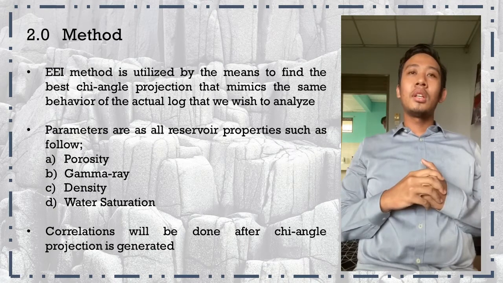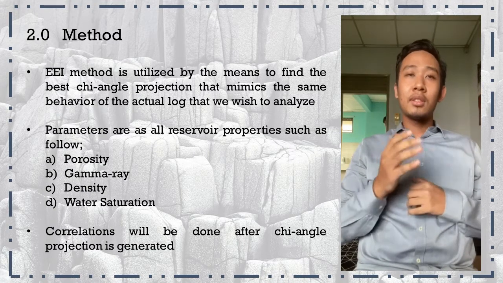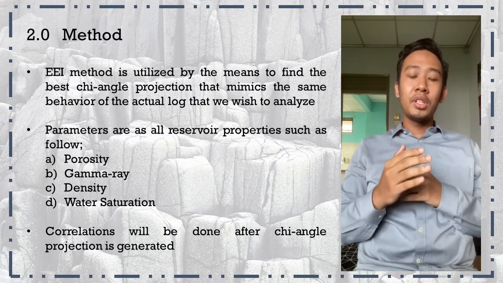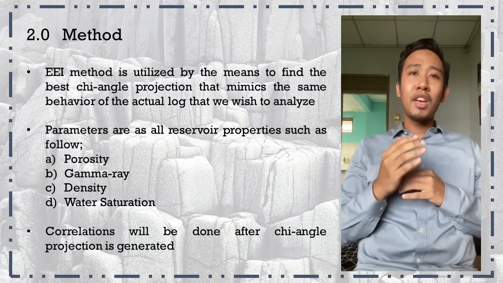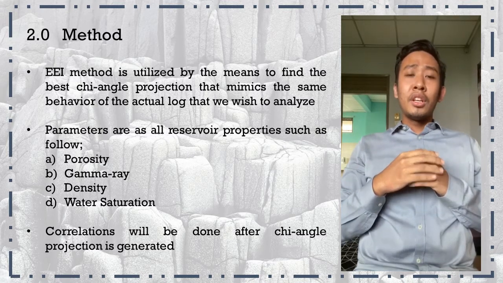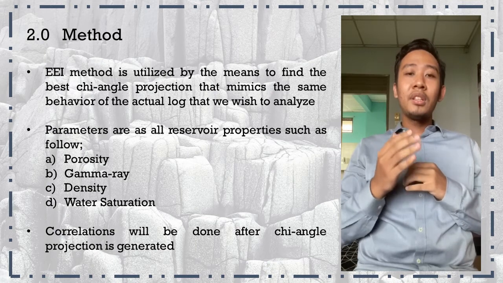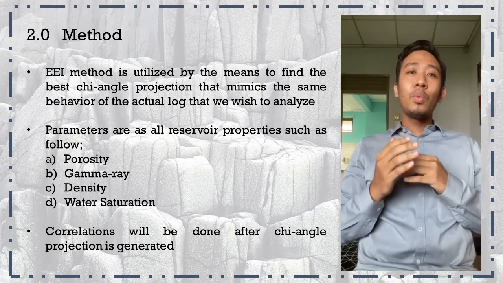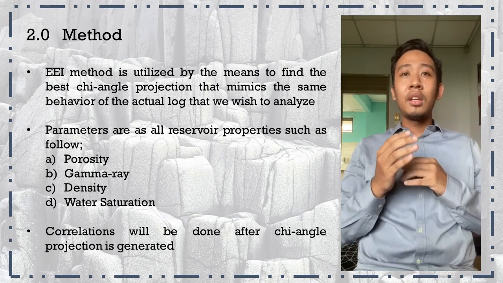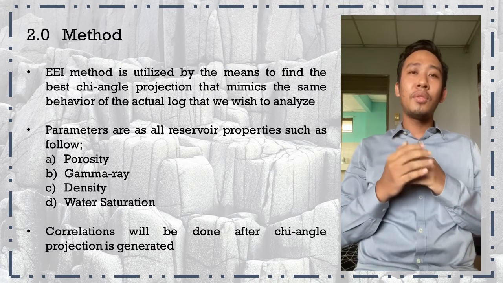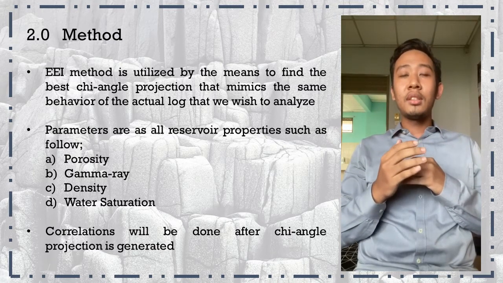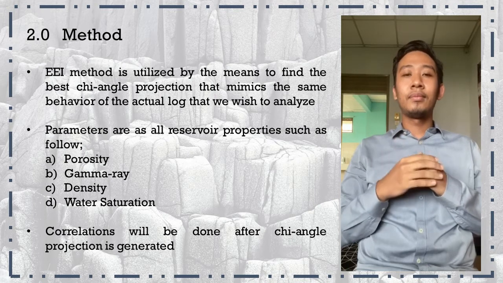We proceed to the next part of the session, which is the method study. The EEI method is used to find the best chi-angle correlation in order to mimic the same behavior of the actual log data. Different reservoir properties will give us different chi-angle projection. When we obtain the chi-angle projection, we can correlate it with the actual log data. And if we are not satisfied with the chi-angle projection, the GeoView software will allow us to adjust the chi-angle.